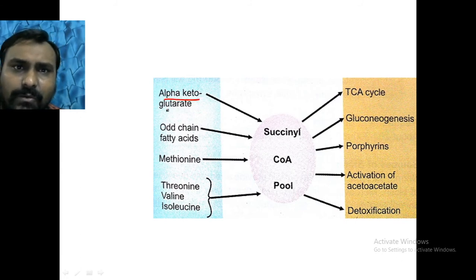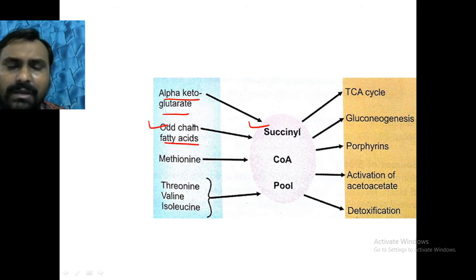Then alpha ketoglutarate is converted to succinyl CoA by the dehydrogenase enzyme. Also, odd chain fatty acids, we have seen, form propionyl CoA, which is converted to methylmalonyl CoA and ultimately converted to succinyl CoA.